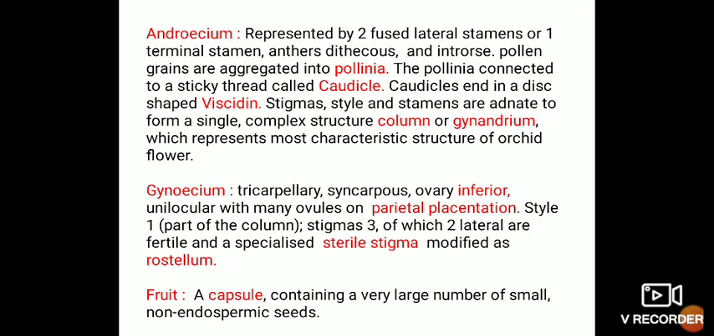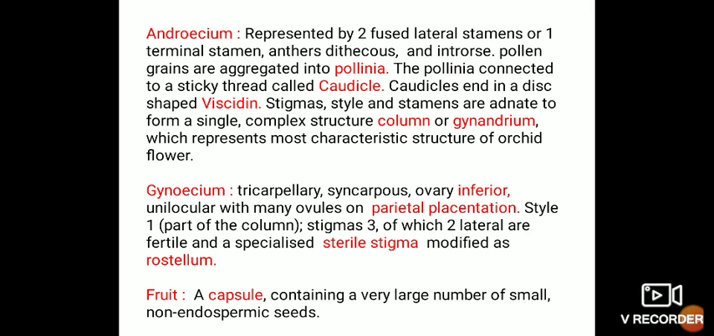The androecium is represented by two fused lateral stamens or one terminal stamen; the anthers are dithecous and introrse in nature. Pollen grains are aggregated into pollinia. The pollinia are connected to a sticky thread called the caudicle. The caudicle ends in a disc-shaped viscidium. Stigma, style and stamens are adnate to form a single complex structure, the column or gynandrium, which represents the most characteristic structure of the orchid flower. The gynoecium is tricarpellary, syncarpous, and the ovary is inferior, unilocular with many ovules on parietal placentation.